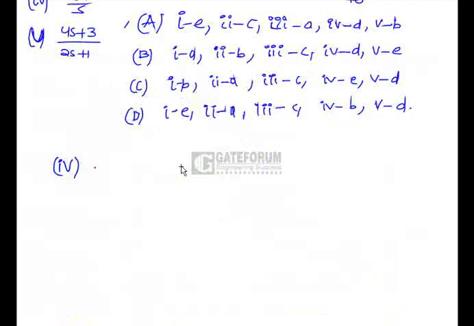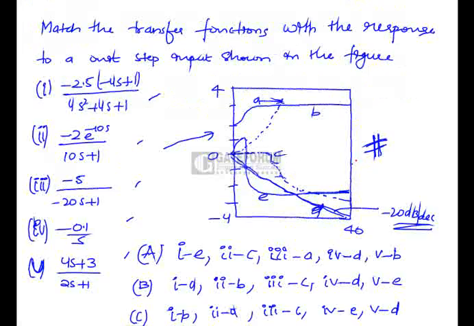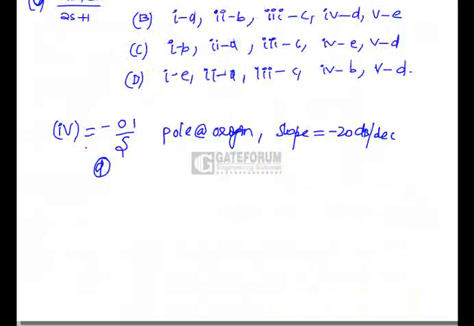Now observe the fourth transfer function. It is given as minus 0.1 by s. What does this mean? This is a pole at origin. It is having a slope of minus 20 dB per decade. Out of these 5 transfer functions, this characteristic has a slope of minus 20 dB per decade, so transfer function 4 characteristics is D.